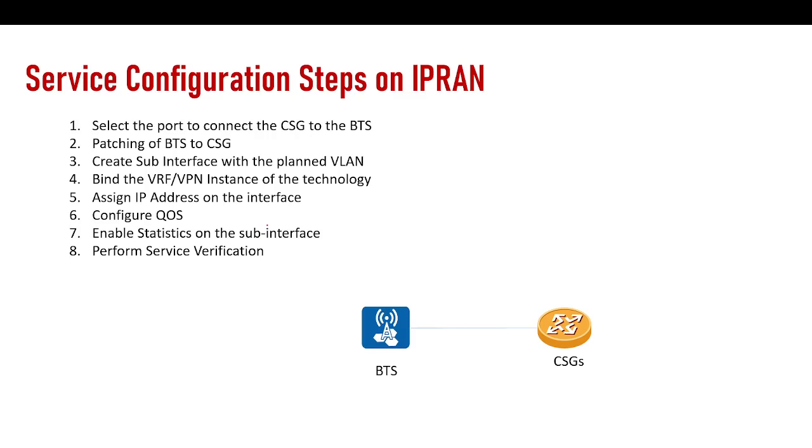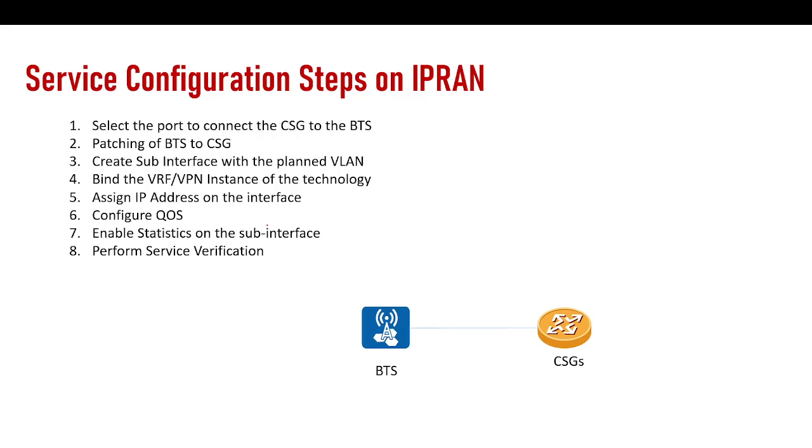Once we have assigned the IP address that is planned, remember the IP address and VLAN should be as per the plan. We configure QoS, quality of service, which is a key topic that we'll be discussing in the coming episodes. And we also need to enable statistics on the sub-interface. Remember, we need to monitor these ports. We need to know how much traffic is coming in from the BTS and even how much traffic is coming in from the controllers to the BTS. That is the essence of enabling statistics on the sub-interfaces. So we enable statistics on the physical interface and also on the sub-interface.